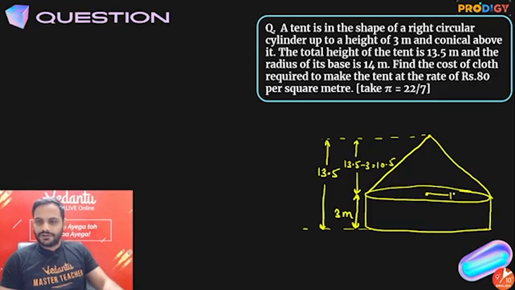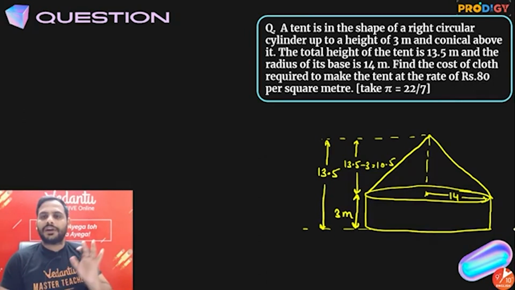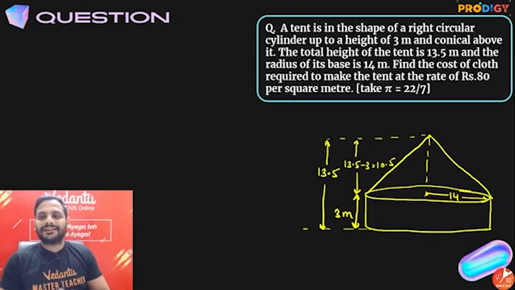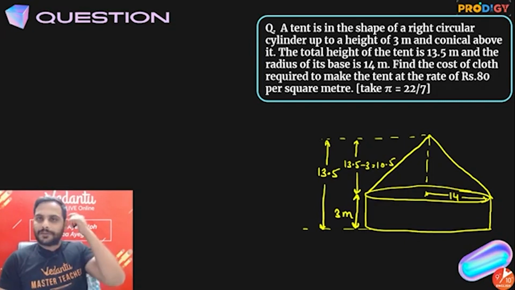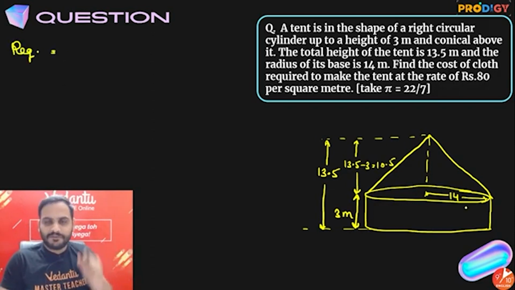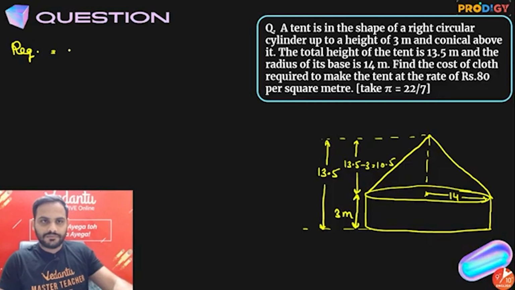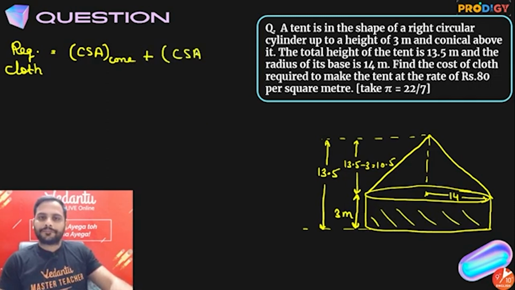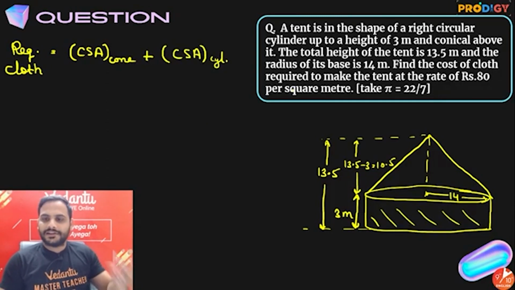So the radius is 14, for the cylinder as well as for the cone. Both for cylinder and cone, the radius is 14. Find the cost of cloth required to make the tent at the rate of rupees 80 per square meter. Now see, the required cloth will be equal to what? Whatever surface you are seeing, that is made of the cloth. So the first surface is the CSA of the cone, plus the CSA of the cylinder. Obviously, right?